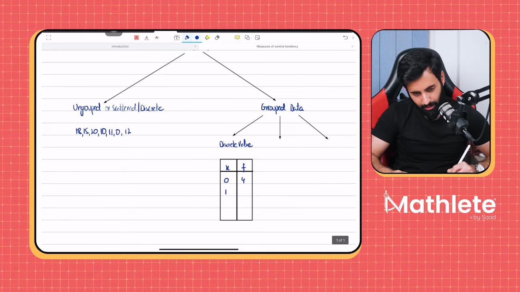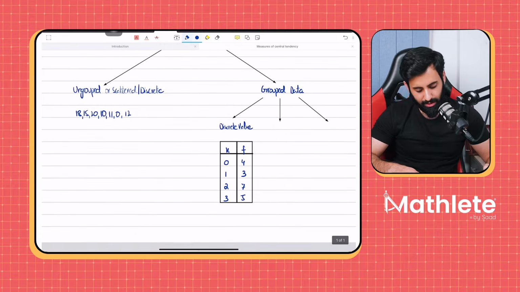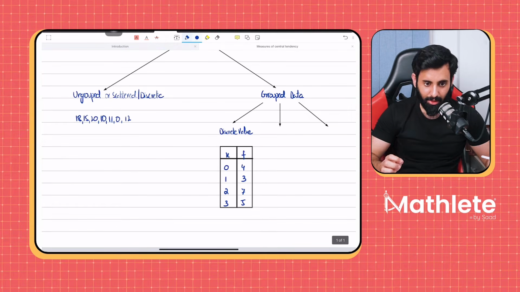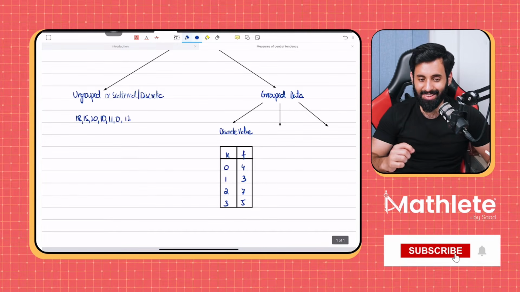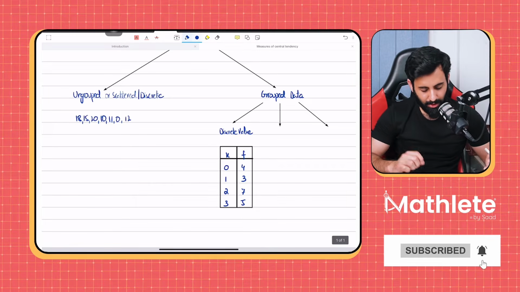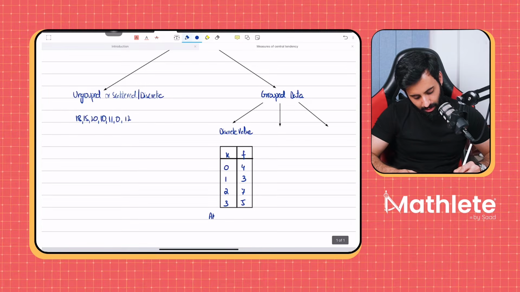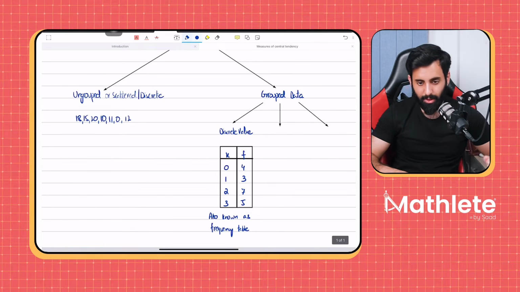Let's say the frequency of 1 is 3. Let's say the frequency of 2 is 7. Let's say the frequency of 3 is 5. Okay, so this is group data, but it's grouped with discrete values. And there's another name for this. This is something that we have dealt with in O levels and IGCSE. It's also known as a frequency table.